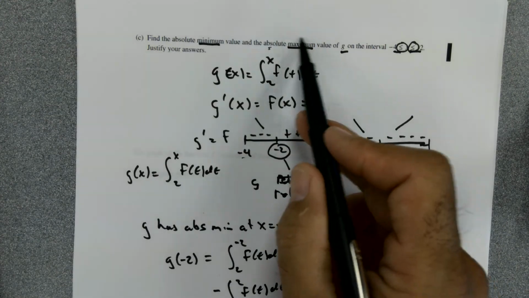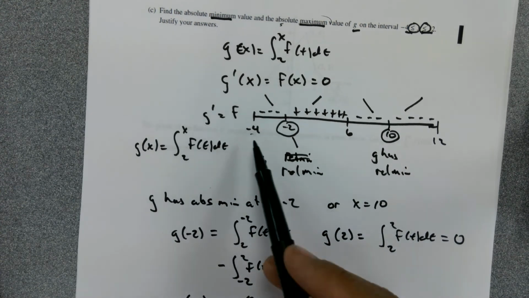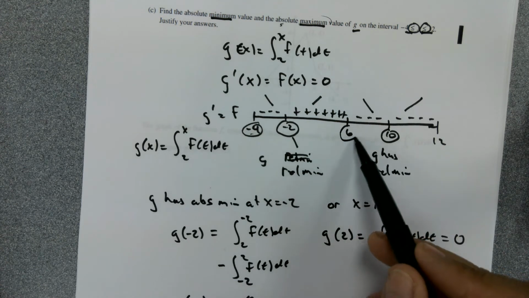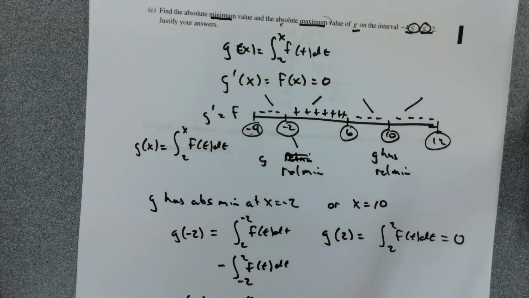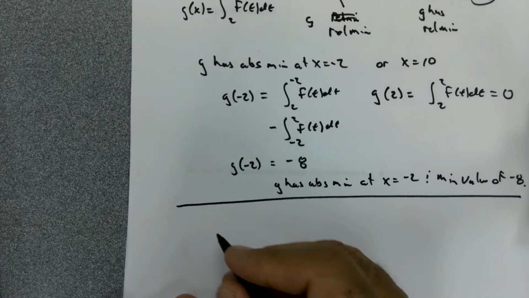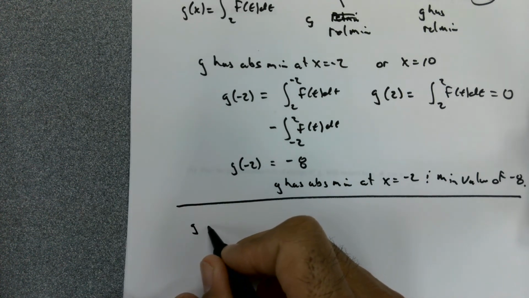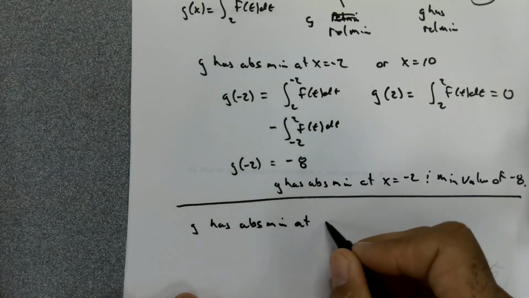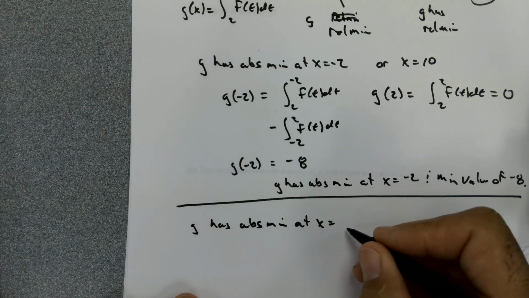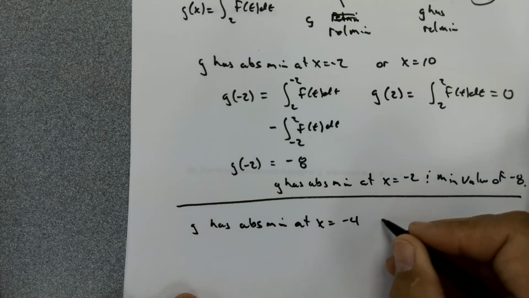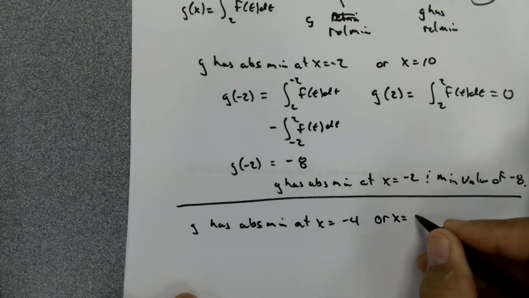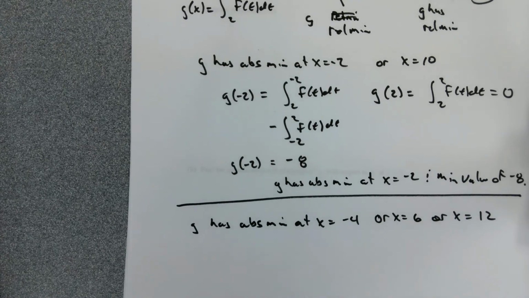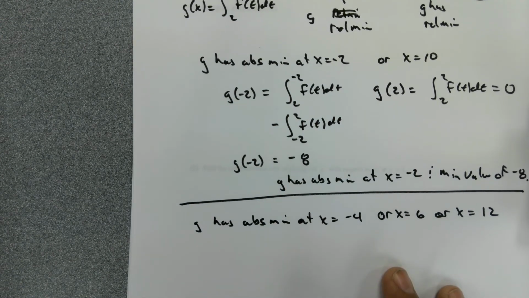Now it also says I need to find the absolute maximum value. So the absolute maximum can occur here at negative 4, then it decreases, increases. It can occur here at 6, or it can occur here at 12. So I'm going to make that statement. I'm going to say g has absolute maximum at x equals negative 4, or x equals 6, or x equals 12. And I have to find all of those values.